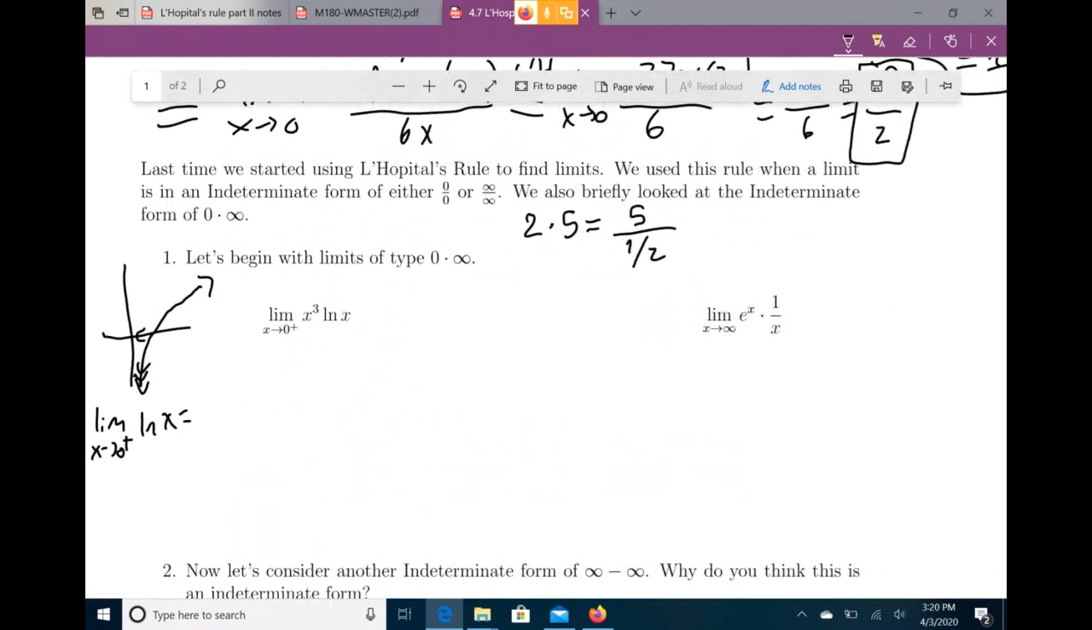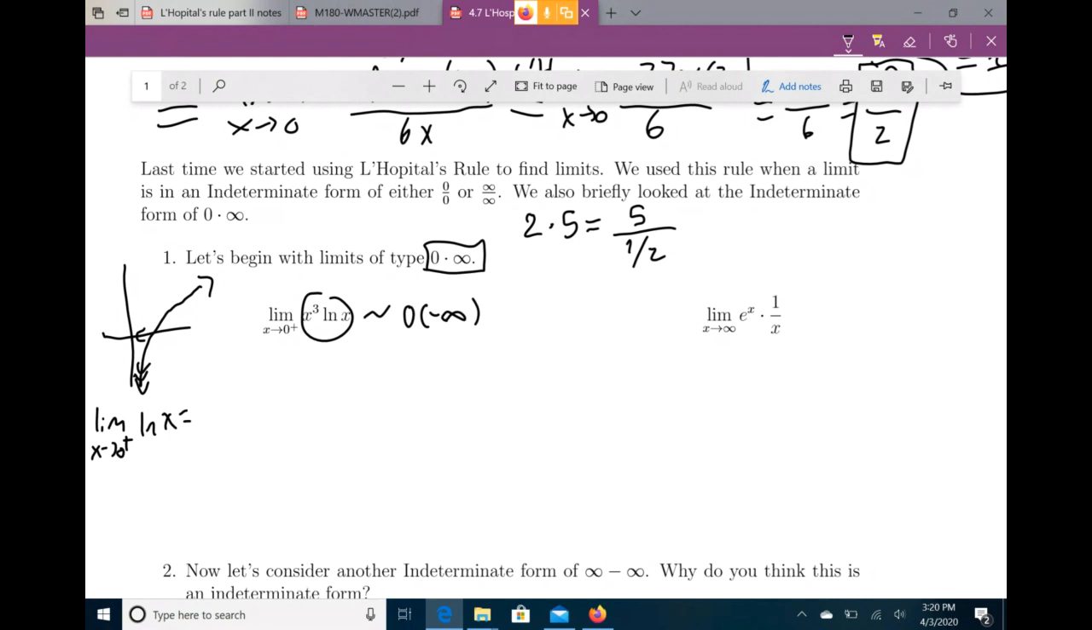Okay, so now if I look at this term, if I plug in 0, the x cubed term certainly goes to 0, and the natural log term goes to negative infinity. Okay, so it looks like 0 times infinity with a negative, but that doesn't really matter.